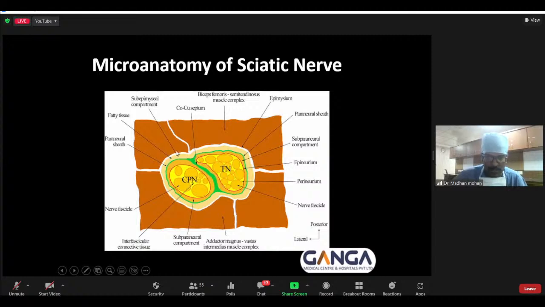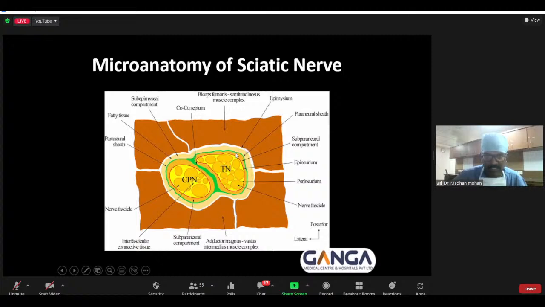These two are enclosed in a common paraneural sheath, as it is shown here. And epimysium is nothing but all the muscles are enclosed with the epimysium. The outer layer of the muscle is called the epimysium. So this is your epimysium. This white line is the epimysium.